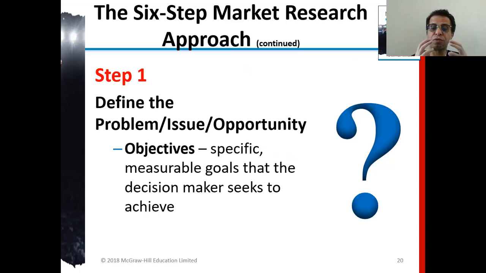So the objective of the first step is specific. We need specific, measurable goals that decision makers seek to achieve. So the decision makers are looking for a type of answer, not just yes or no, for a certain question that they have in mind. Can I expand, for example? Then you put, can he expand? What kind of research do you need to put in order to get the answer for him, yes or no.